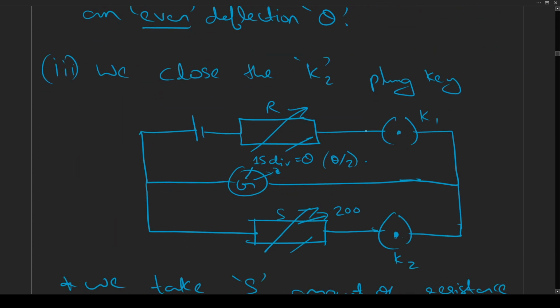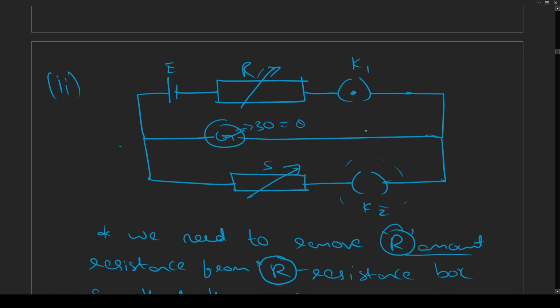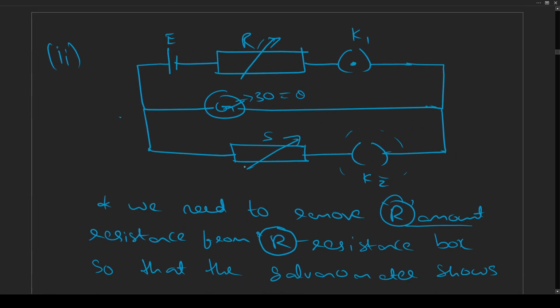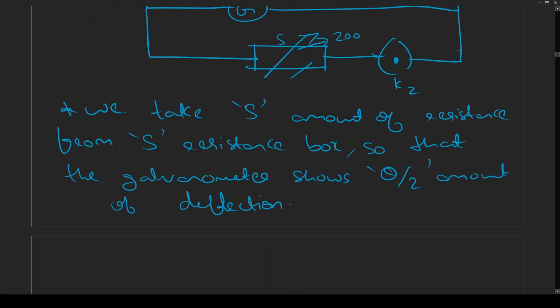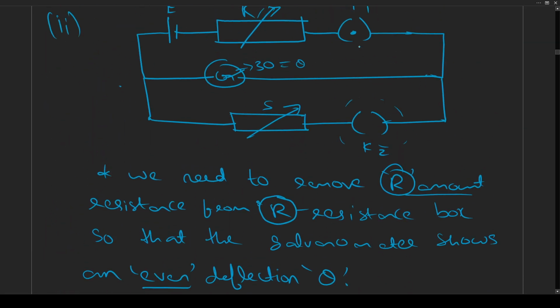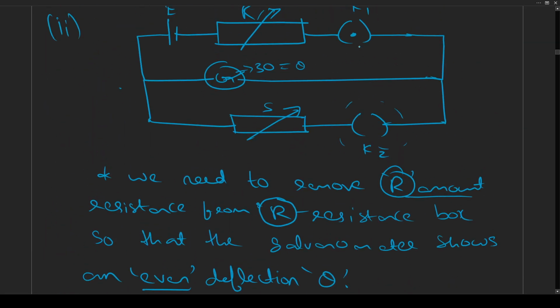This is just one trial, trial 1, and we should note these R and S values. The amount of resistance we took might be 200, 300, whatever, it depends on that specific setup. So this is trial 1.